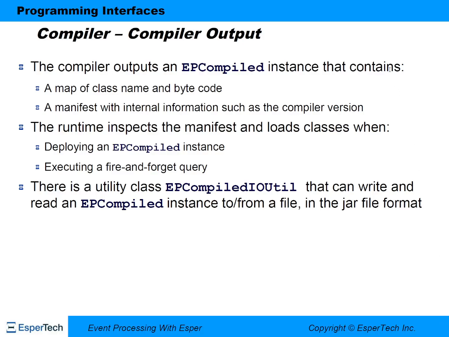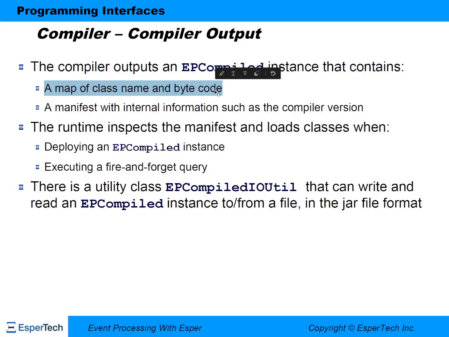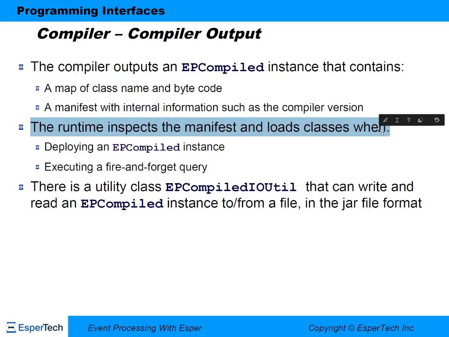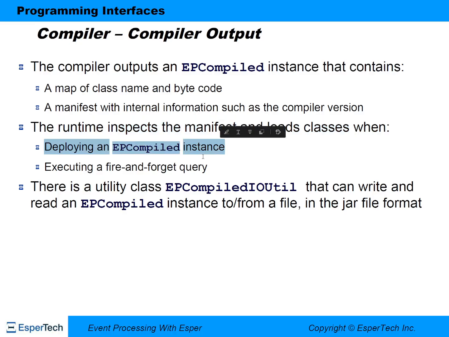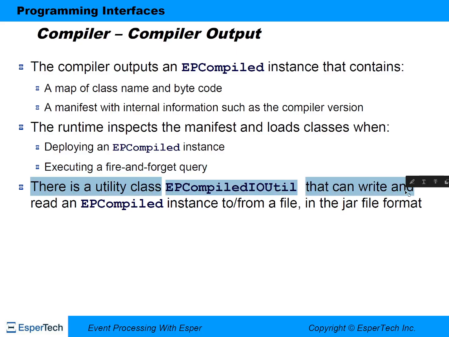The compiler outputs an EPCompiled instance that contains the following information: a map of class name and bytecode, a manifest with internal information such as the compiler version. The runtime inspects the manifest and loads classes when deploying an EPCompiled instance or when executing a fire and forget query. There is a utility class EPCompiledIOUtil that can write and read an EPCompiled instance to and from a file, in the jar file format.